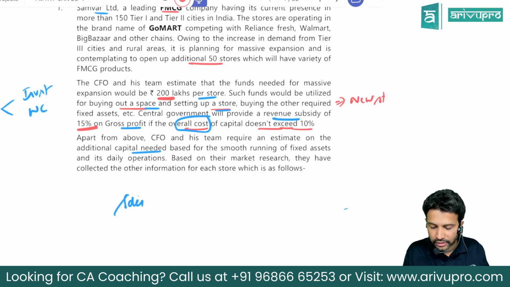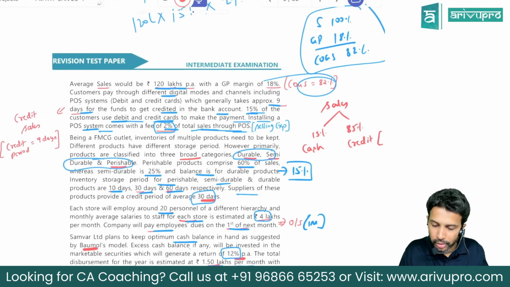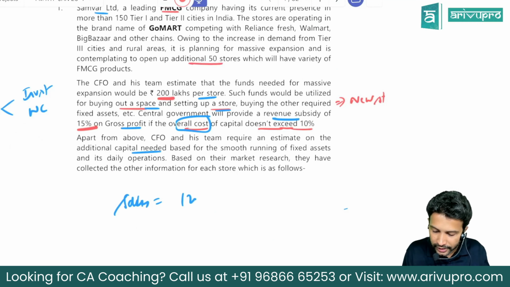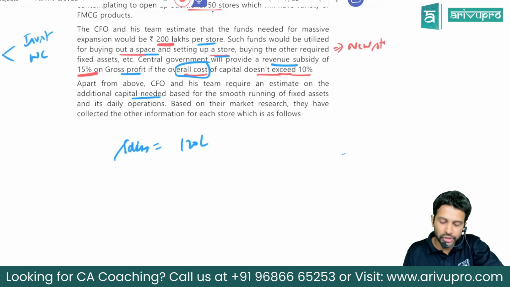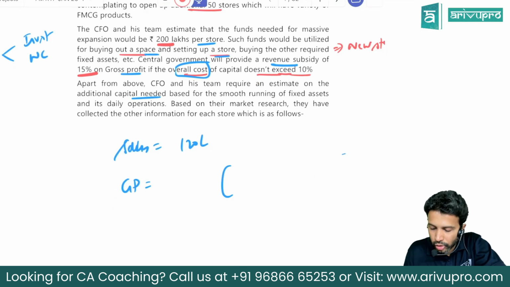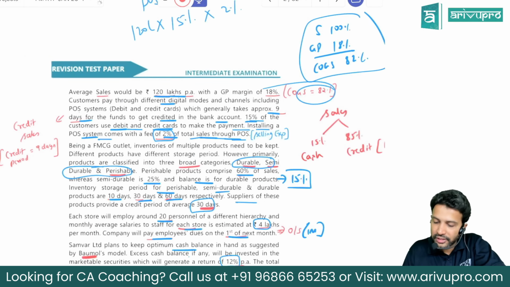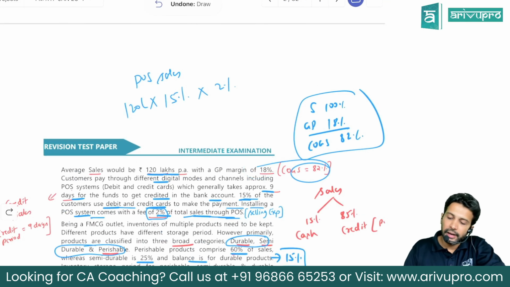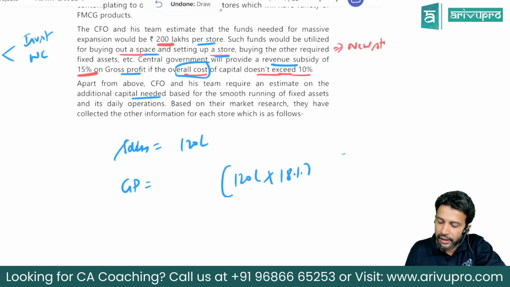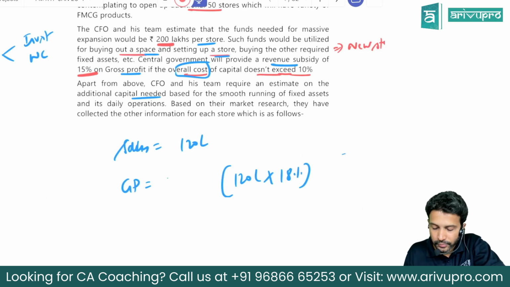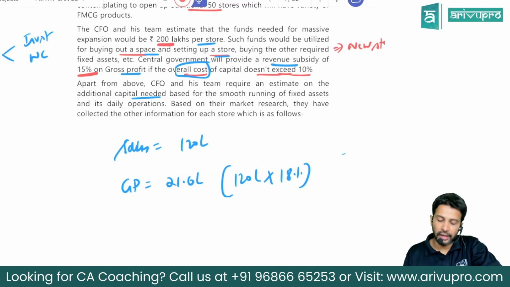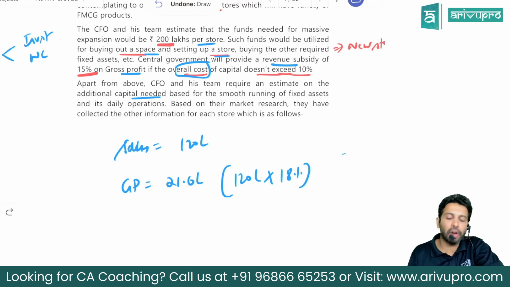So what is our annual sales? They only told in the problem annual sales is 120 lakhs. Subsidy is calculated on sales or GP? So sales is 120 lakh. What percentage constitutes GP? 18% of sales. Calculate 18% of 120. How much is that? 21.6 lakh. Will the government give a subsidy on the entire GP or a percentage?